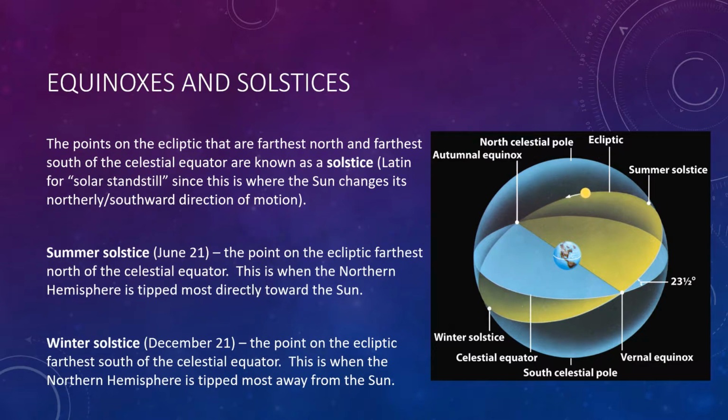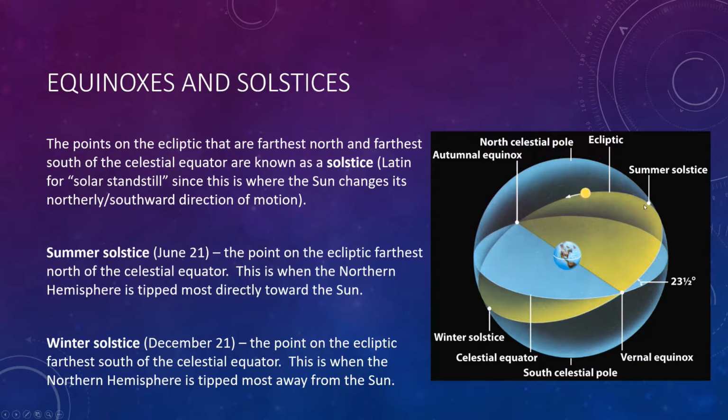The points on the ecliptic that are farthest north and farthest south of the celestial equator are known as a solstice, which is Latin for solar standstill, since this is where the sun changes its northerly or southward direction of motion. So these points occur here, the northmost point at the summer solstice and the southernmost point at the winter solstice.